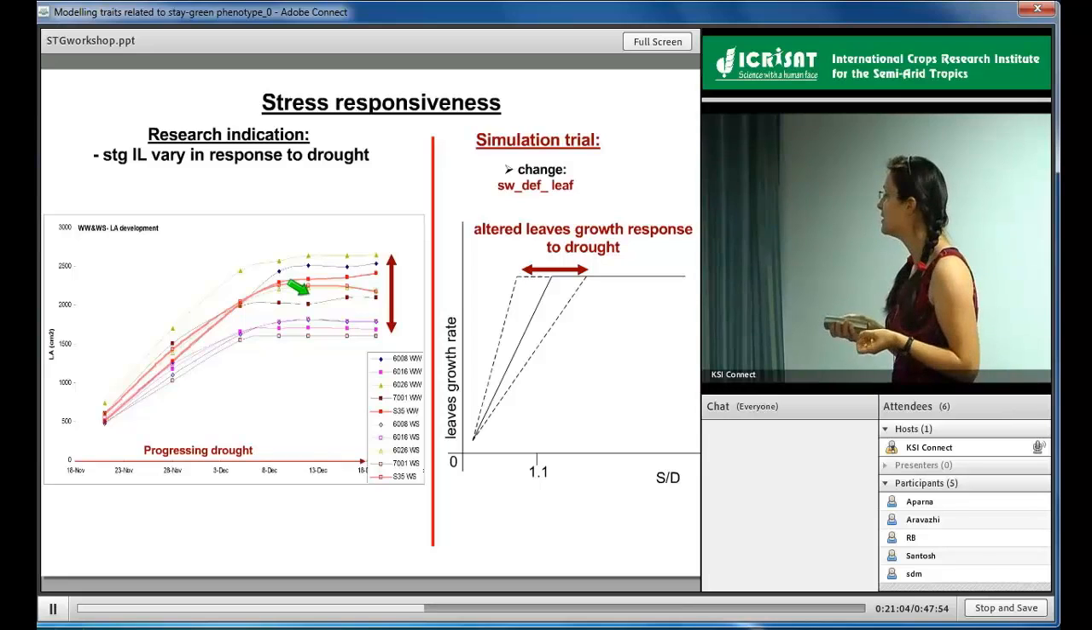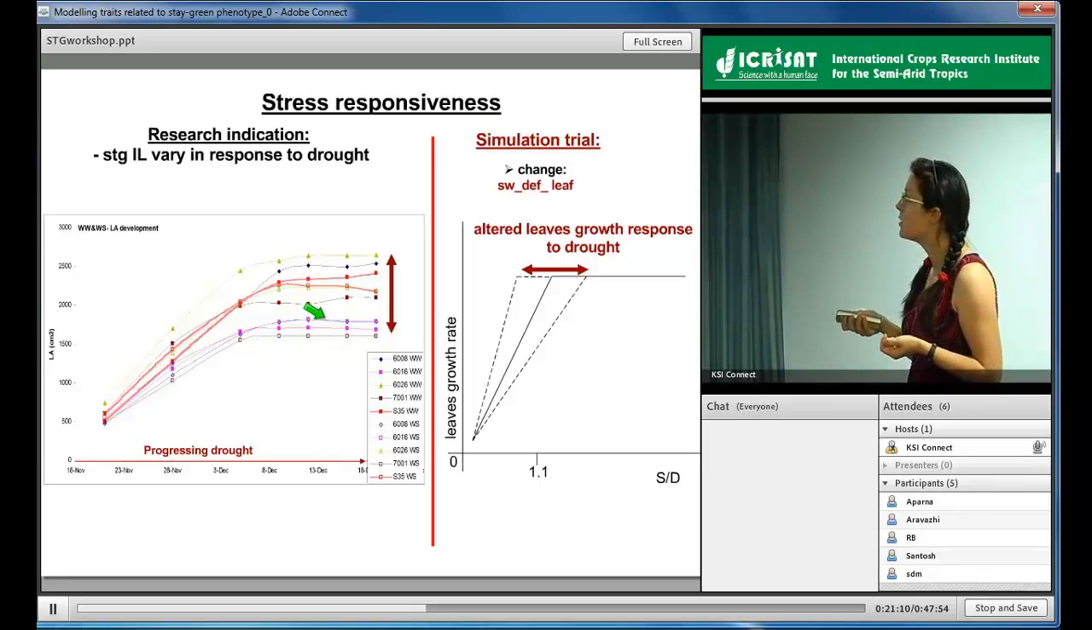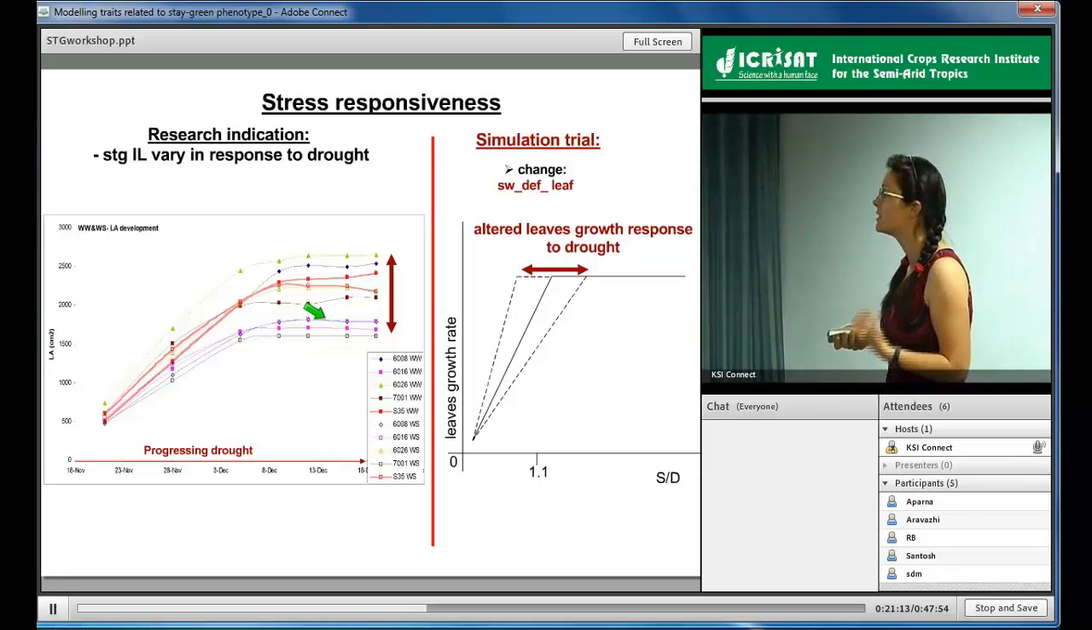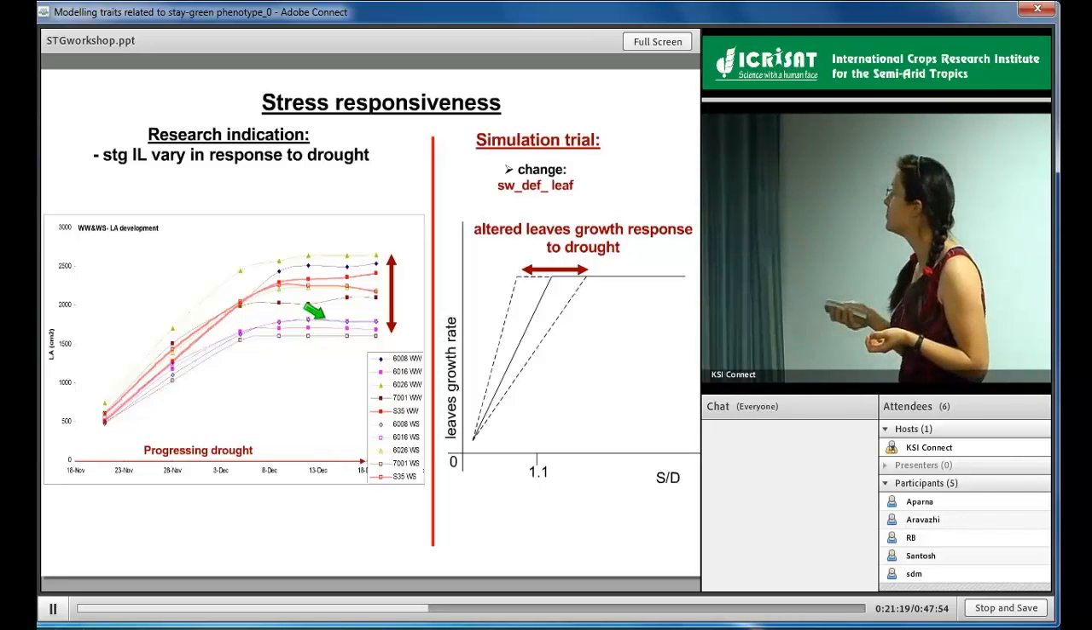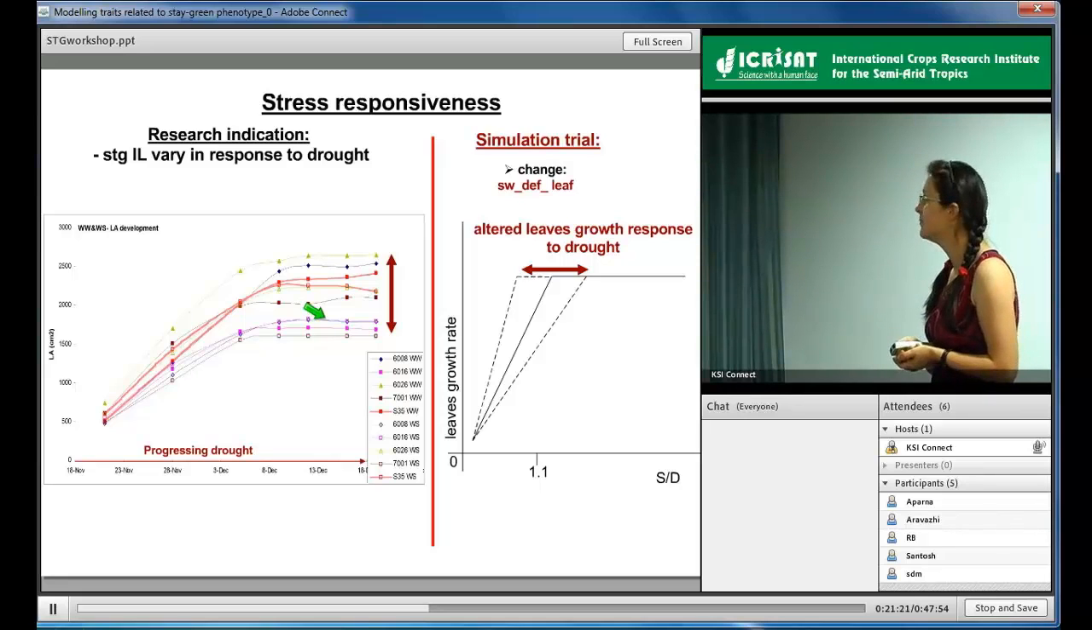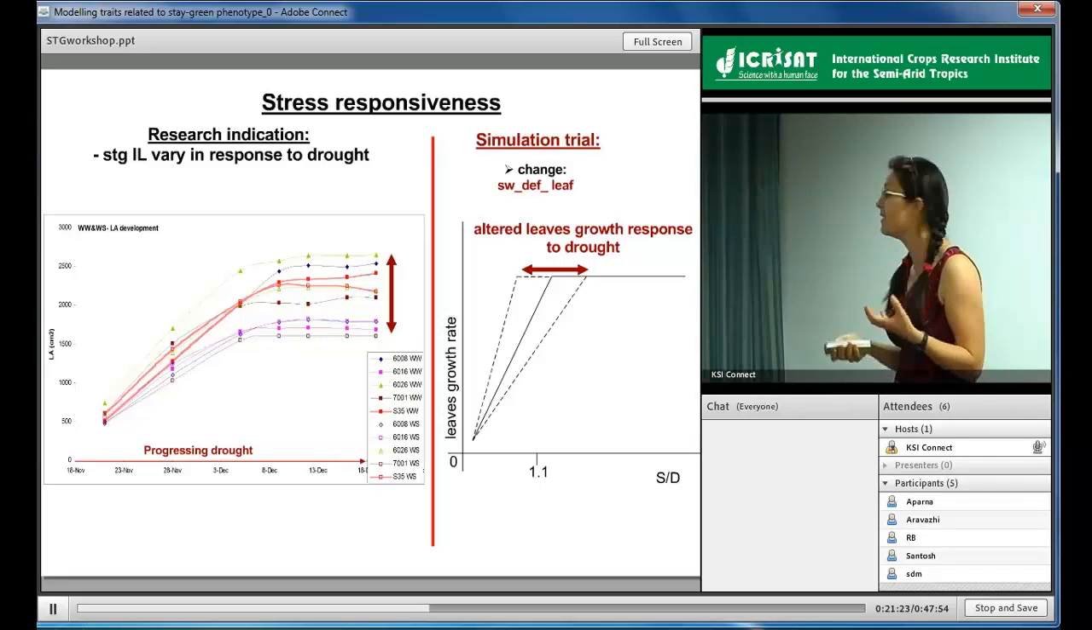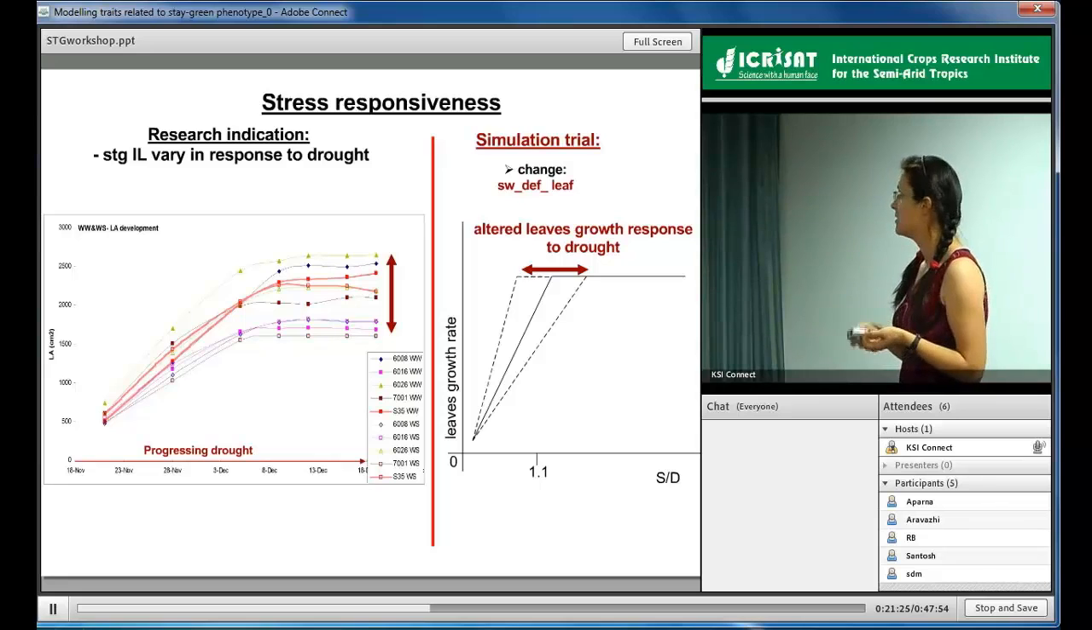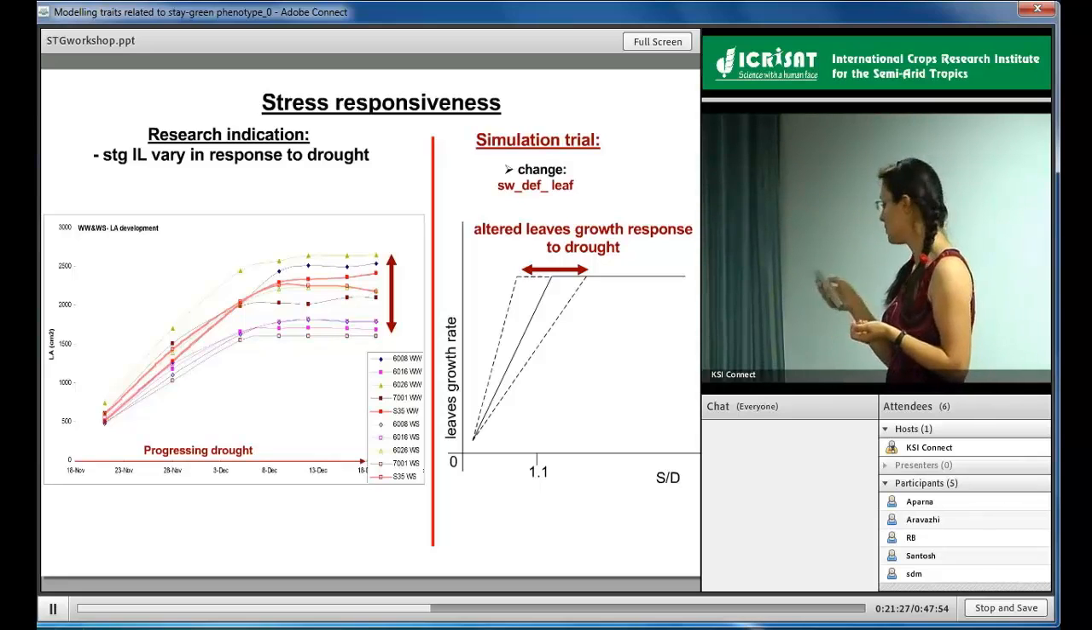The similar thing you can see even in this pink genotype. However, in other lines, we found that they are actually able to restrict the leaf expansion when they sense the drought. So again, UpSim provides us several ways how we can reflect this variability in a virtual crop.